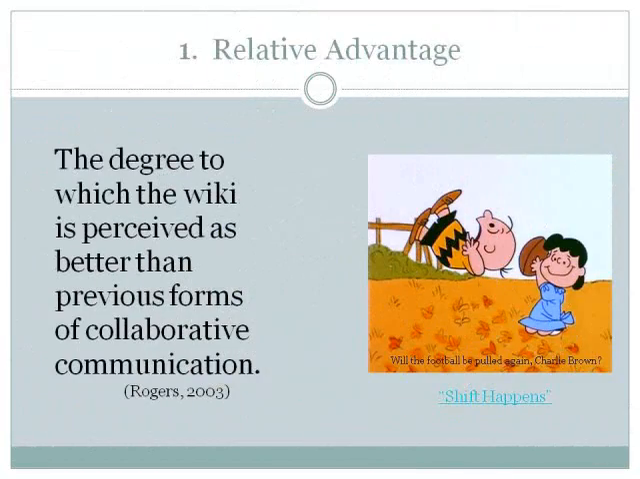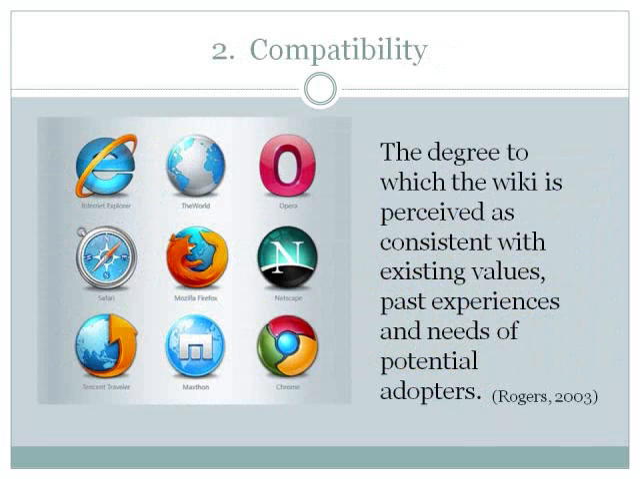The first of the 5 perceived attributes is relative advantage. This is the degree to which the wiki is perceived as better than previous forms of collaborative communication. I have also included on this slide a web link to a wiki website called Shift Happens. This is a collaborative place where people can communicate about things that are happening to make our world a better place using technology.